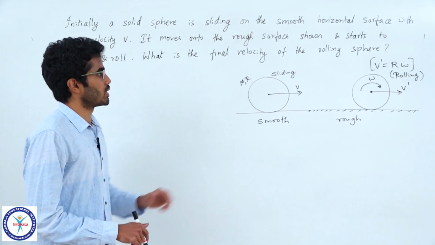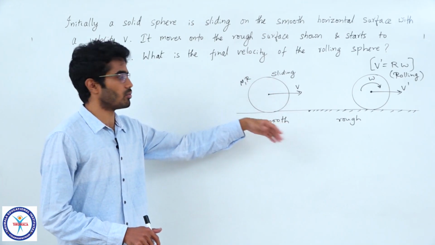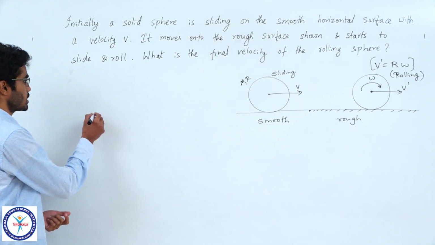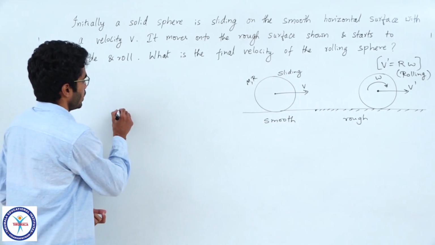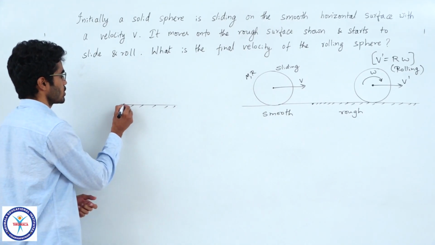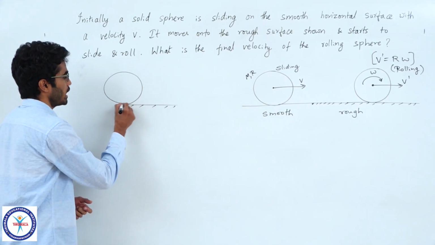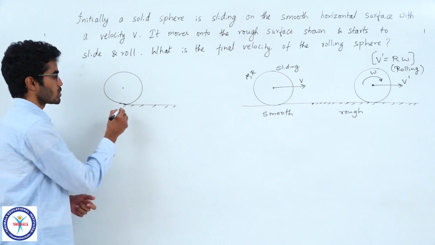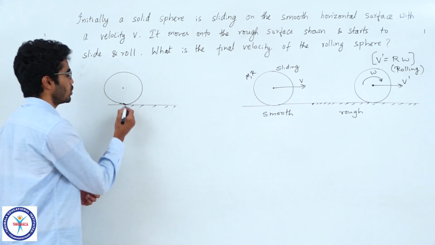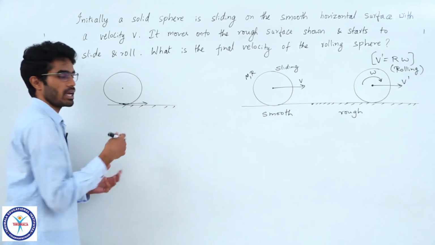Now, what happens here? It was sliding initially. What happens when it hits the rough surface? First of all, let us see what happens here. As soon as it hits the rough surface, it moves on to the rough surface. Now, the body has a tendency to slide. So, if you observe the bottommost point on the object, it has a tendency to move towards right as usual.